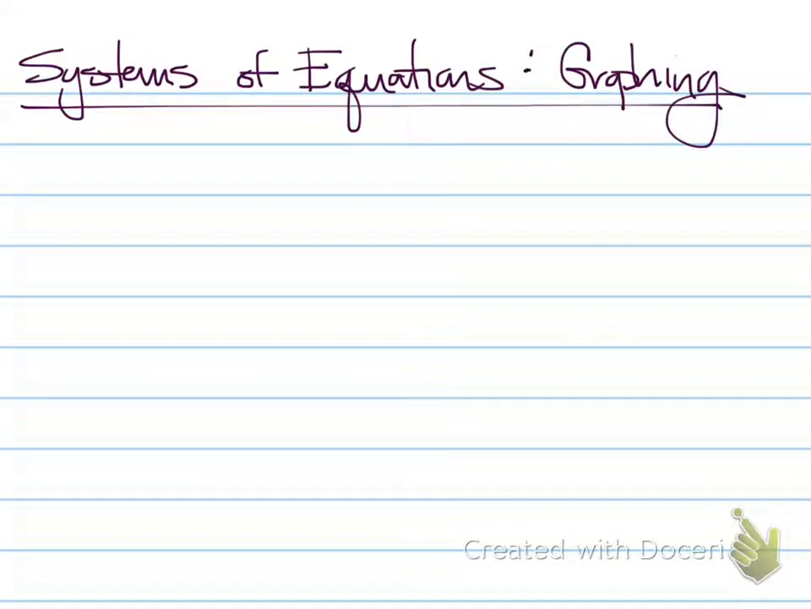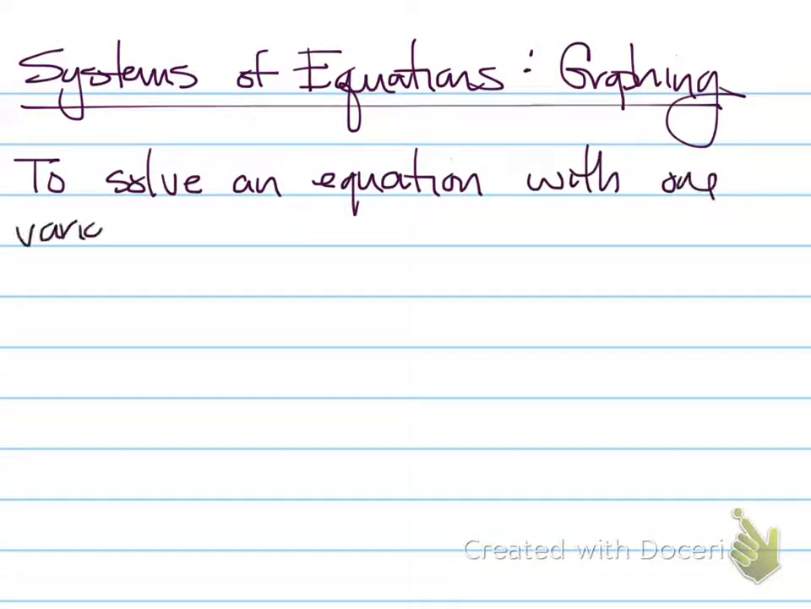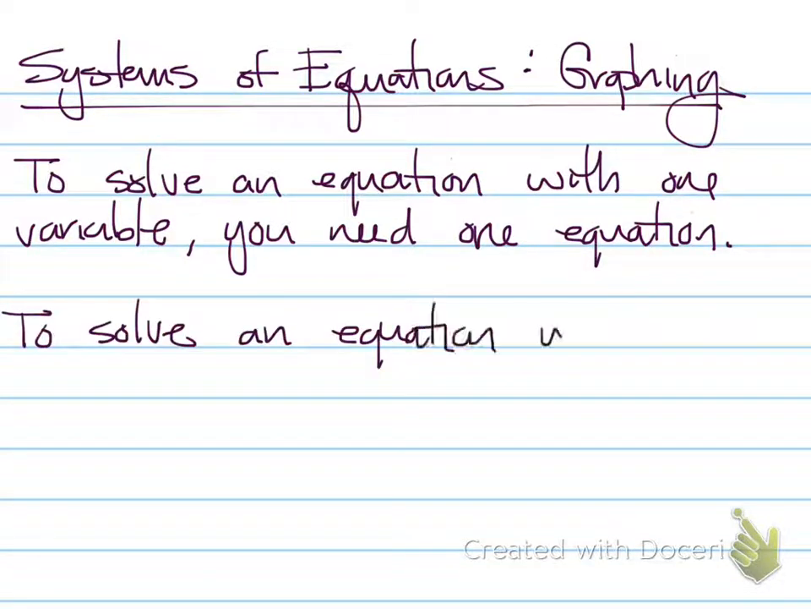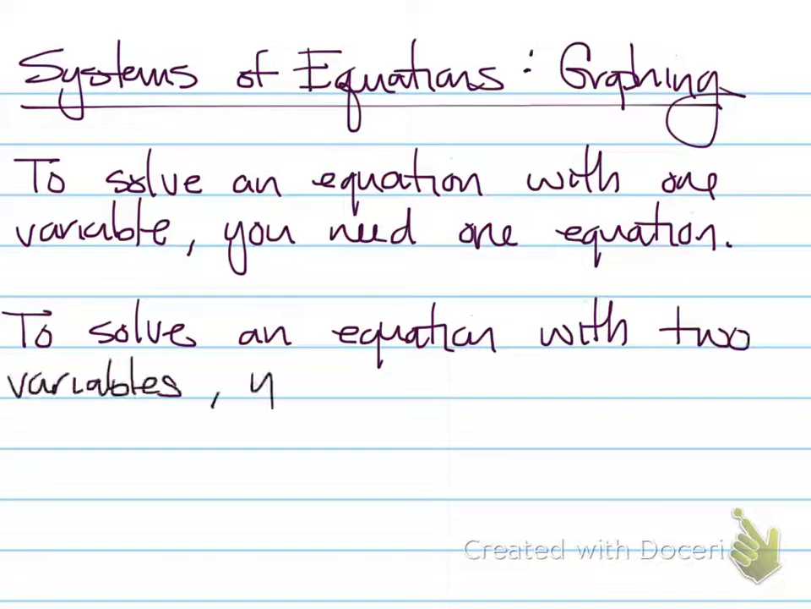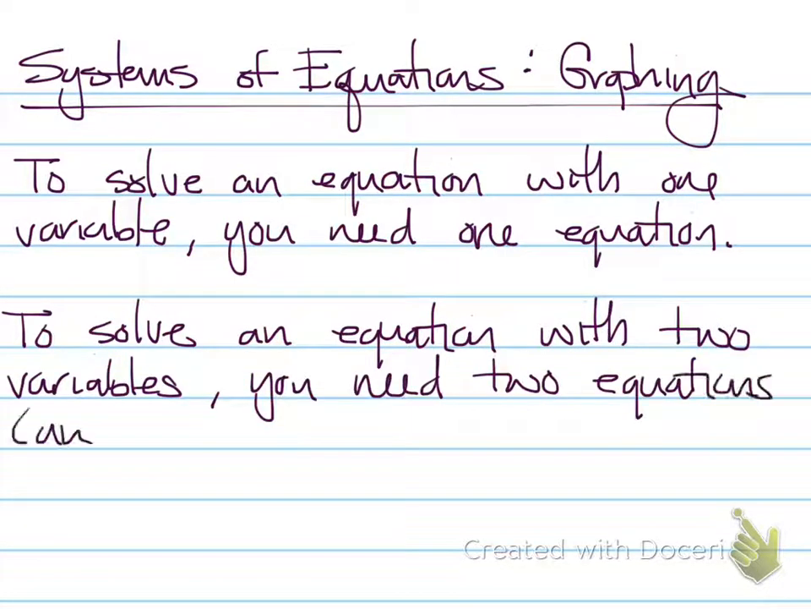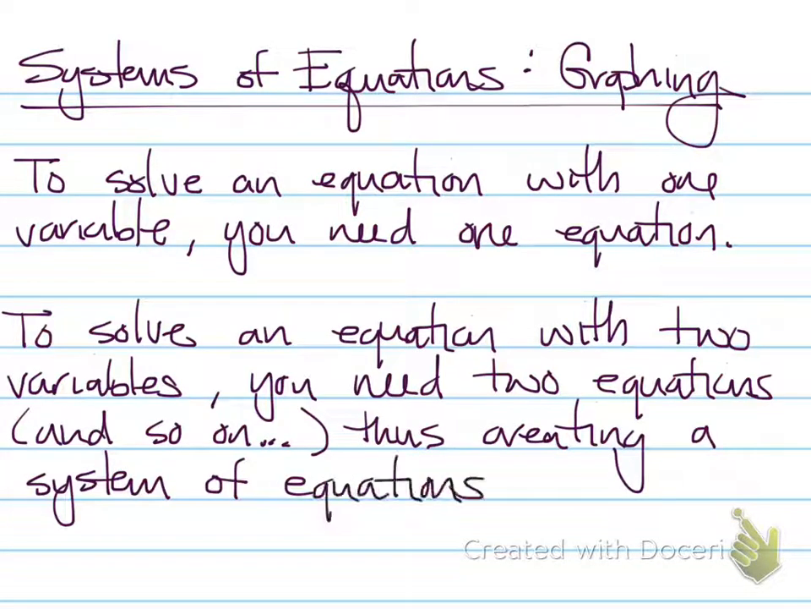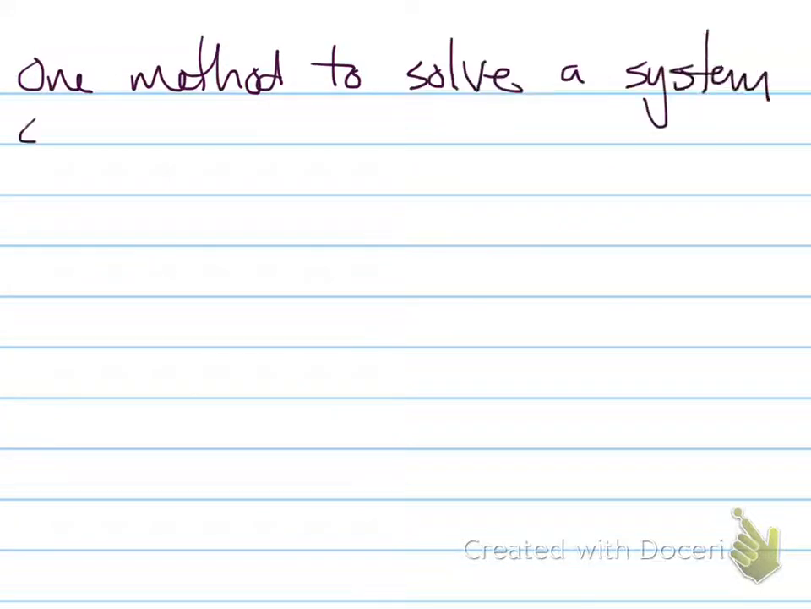In this lesson, we're going to be solving systems of equations by graphing. To solve an equation with one variable, you only need one equation. If you have an equation with two variables, then you're going to need two equations to solve for both variables. And so forth. If you have three variables, you're going to need three equations to solve that system.